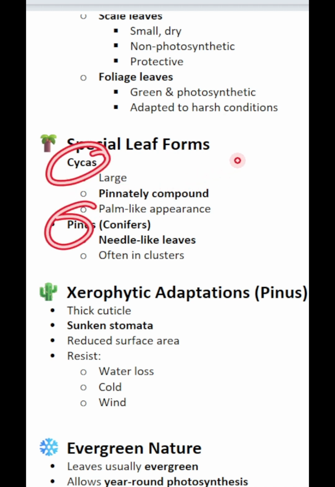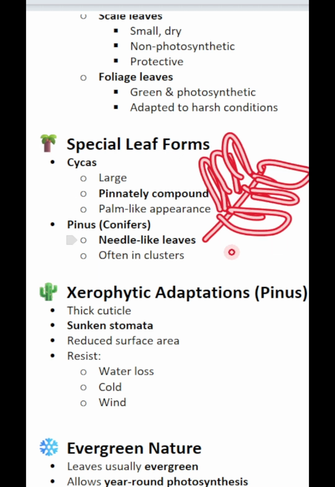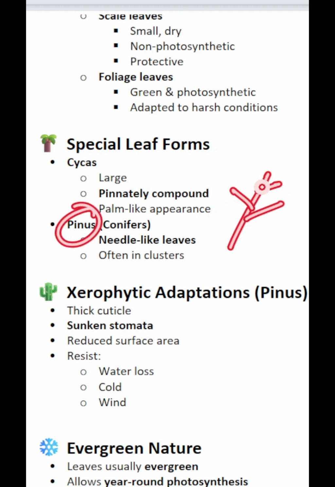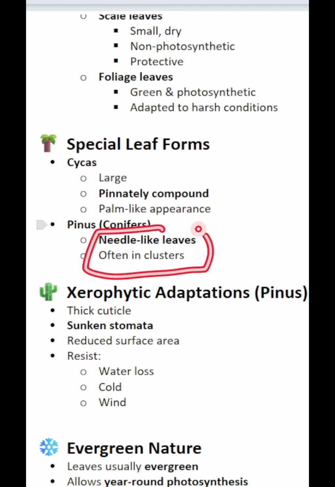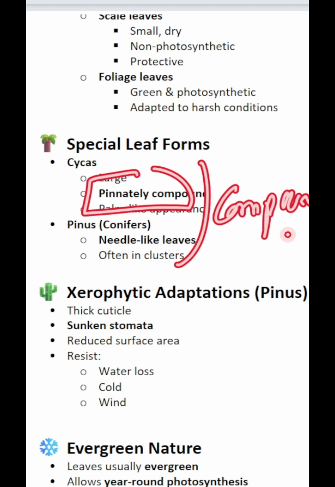In Cycas the leaves are pinnately compound, like a coconut tree. The leaf lamina is differentiated into leaflets, and these are called pinnate. Whereas in Pinus the leaves are needle-like structures, one leaf attached to another. So in Pinus we call them needle leaves, whereas in Cycas we call them pinnate leaves, and they are all compound leaves.